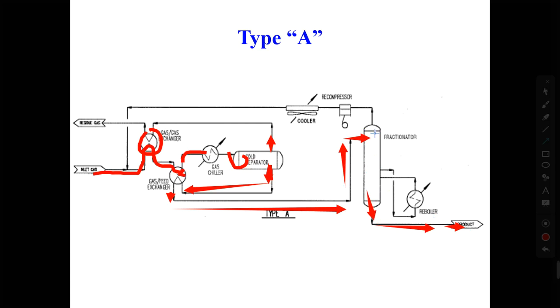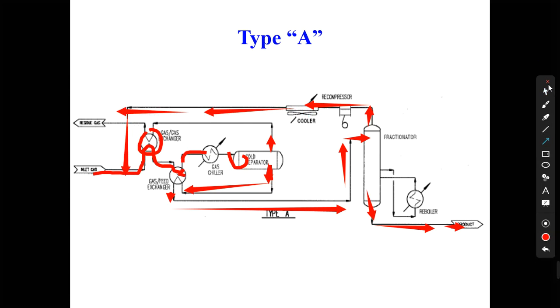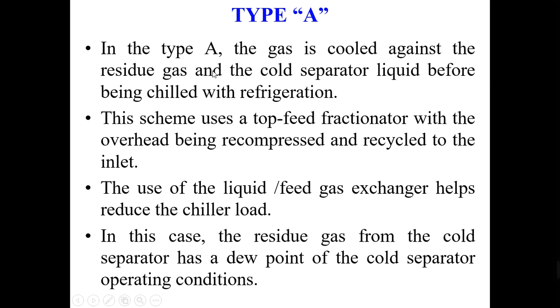And if there is any gas, we cool it and we send it. If there is any product still remaining, we process it again here in this case. So that's the process of type A. It is saying the same story here: in type A, the gas is cooled against the residue gas and cold separator liquid before being chilled.